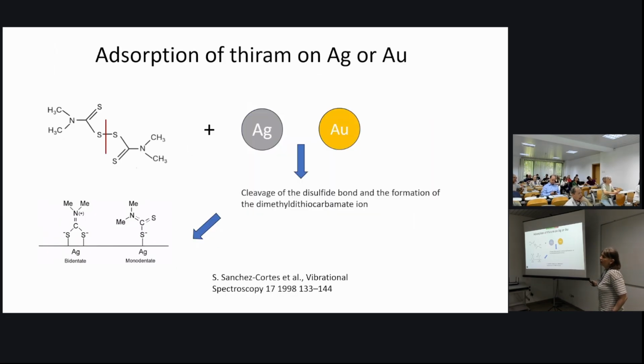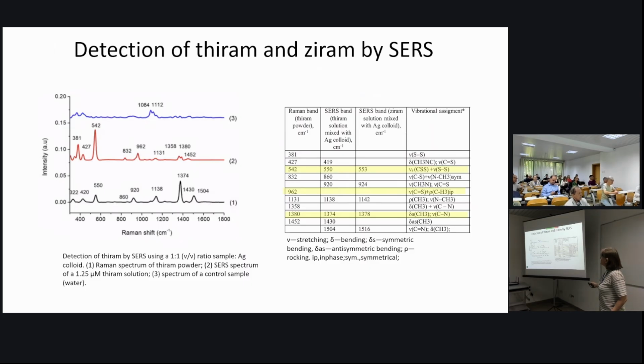Regarding thiocarbamates and their SERS analysis, this was very much investigated and it is well known that these thiocarbamates have high affinity for silver and gold surfaces. What is happening is that the disulfide bond is cleaved and the resulting thiocarbamate ion binds to these surfaces in various configurations. This makes the SERS spectrum different from the Raman spectrum. So we can follow the success of these modifications directly through the Raman measurements.